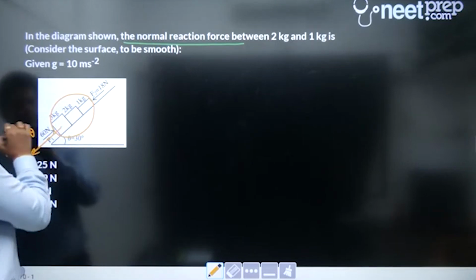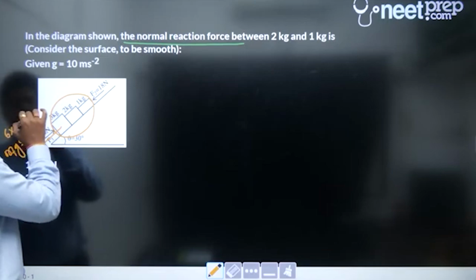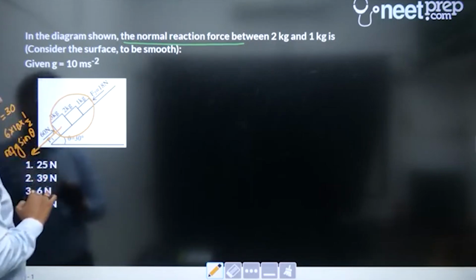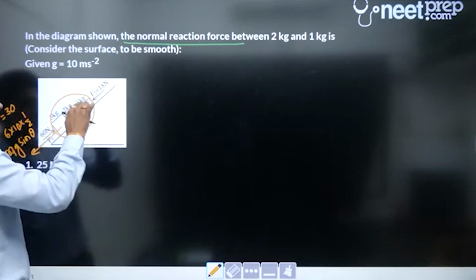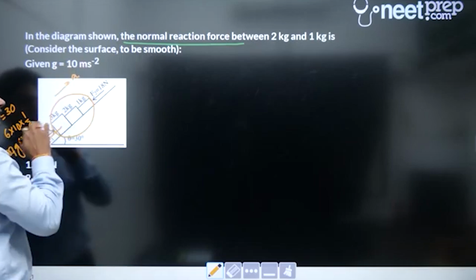If you calculate this, the total mass will be 3 plus 2 plus 1, so it will be 6 into 10, and sine 30 will be half. So this will be equal to 30 Newton. Now you have 3 forces: 30 Newton downward, 18 Newton downward and 60 Newton upward. So clearly the acceleration will be upward because 60 will dominate.